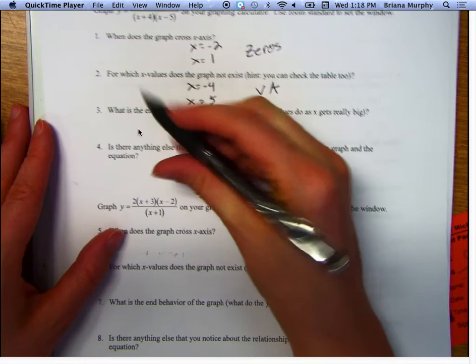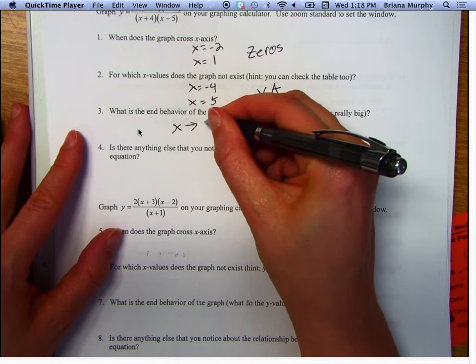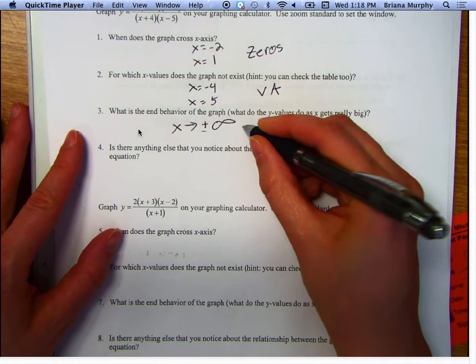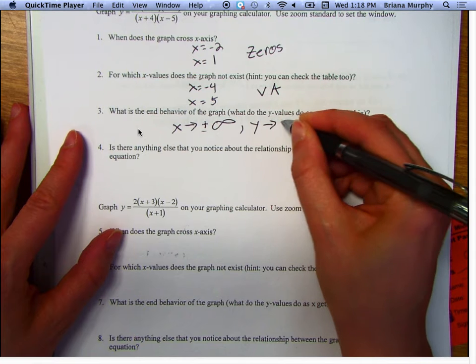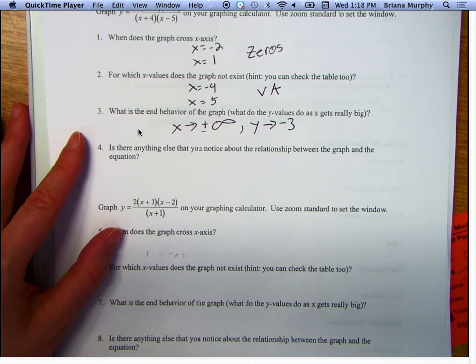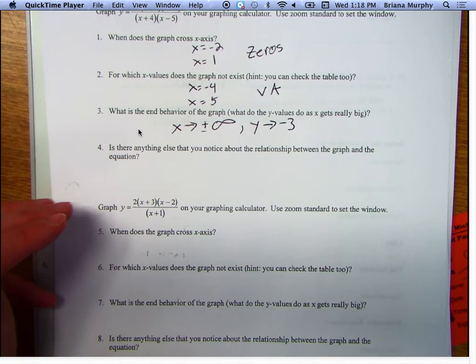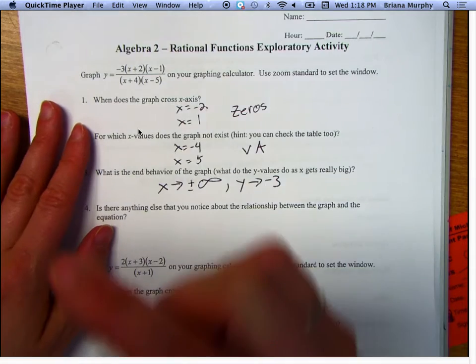Okay, as x approaches positive and negative infinity, y approaches -3. It's hard to tell on your graph, so knowing that it's this number in front does help.